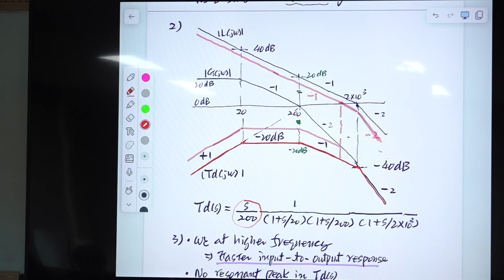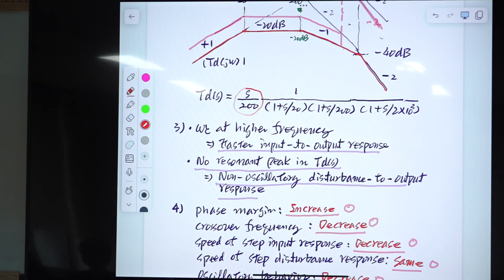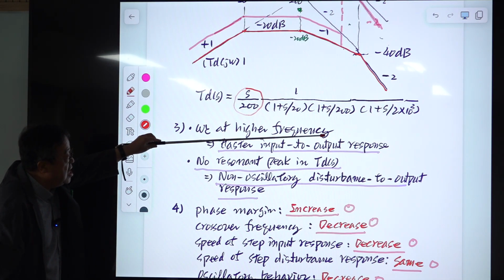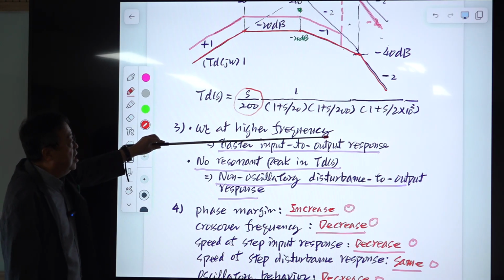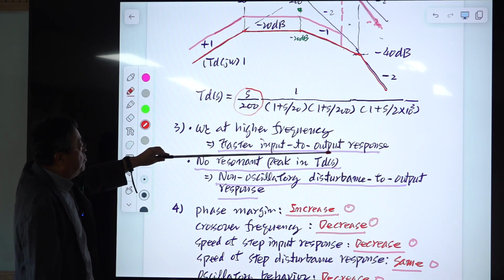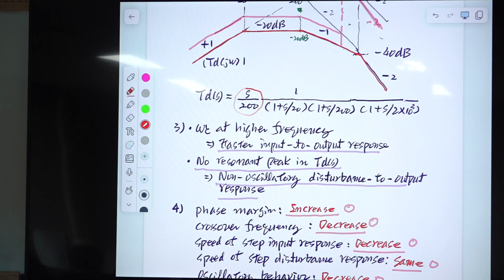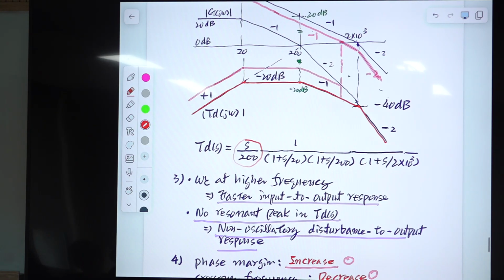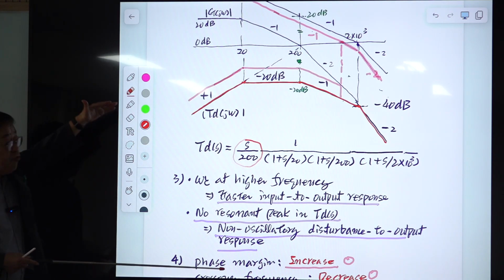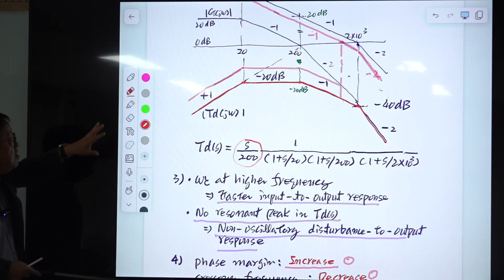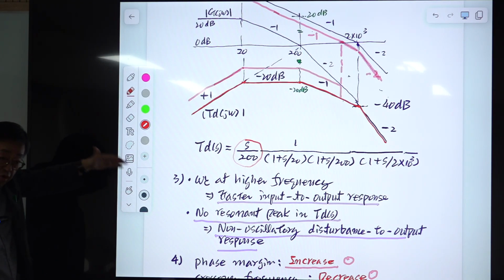And the problem of the previous analysis, the problem number 3, or the merit of this new approach, is that the location of omega c is at higher frequency. That will provide the faster input-output response. Another good point is that this noise to output transfer function is reduced further. So if sinusoidal noise is coming in, that noise will be reduced further.